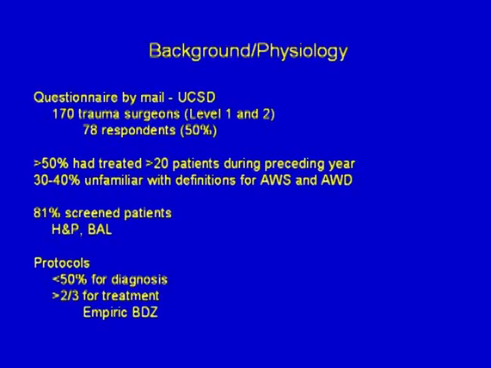81% screen patients, typically with H&P and blood alcohol. In terms of protocols, which we'll end the talk with, less than half of them had a protocol for diagnosis, but about 2/3 had a protocol for treatment once it happened. And the most common agent used was empiric benzodiazepine.